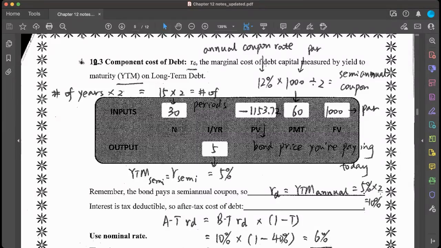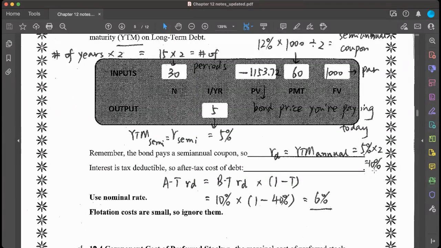We get 5% as our semi-annual yield to maturity. We have to multiply this by 2 so that the annual yield to maturity is 10%. And this is the before-tax nominal annual yield to maturity. We need to use this 10% multiplied by 1 minus the tax rate. The tax rate is given by the question as 40%. We have the after-tax cost of debt. After-tax RD is 6%.